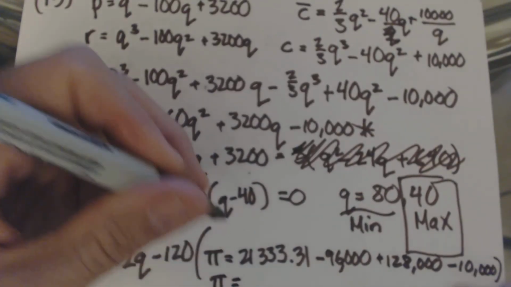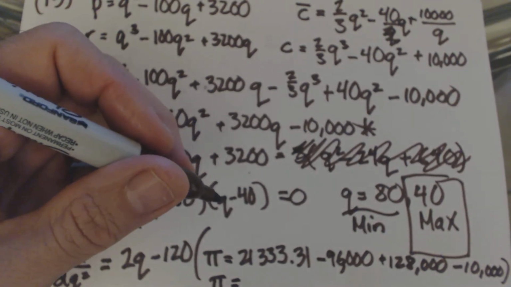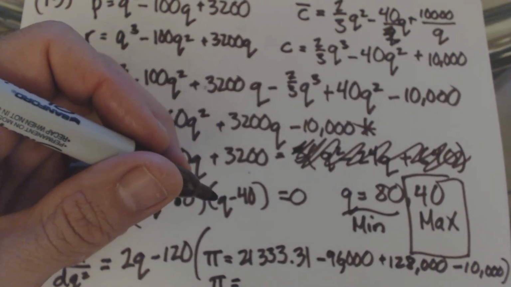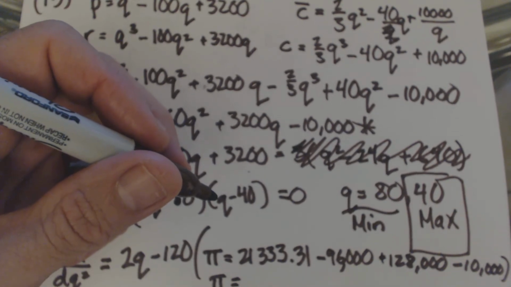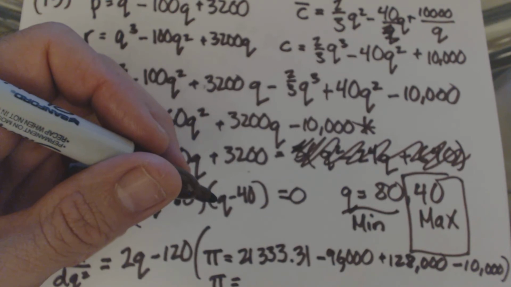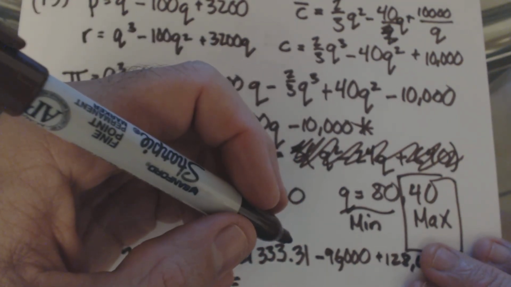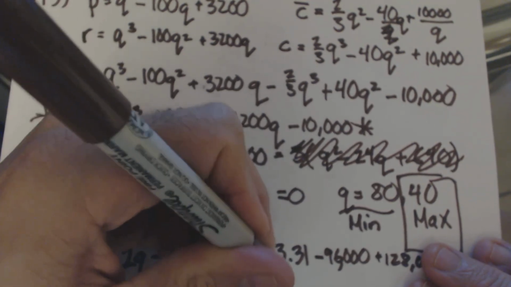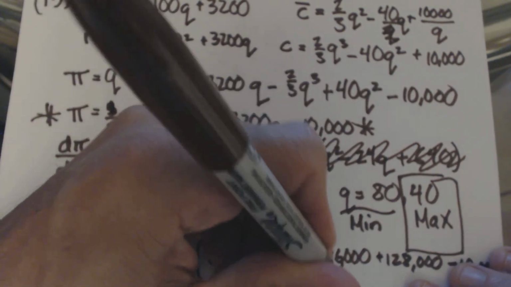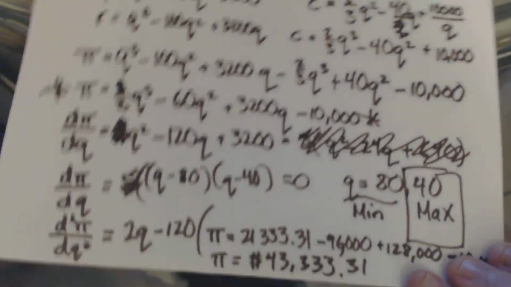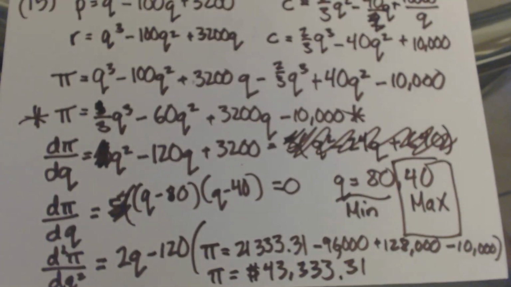So pi, the profit, is going to equal 21,333.31 minus 96,000 plus 128,000 minus 10,000, which equals $43,333.31. Not a bad amount of profit if you ask me. And we are done with this problem. It only took us 9 minutes.